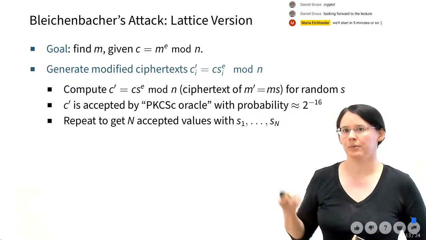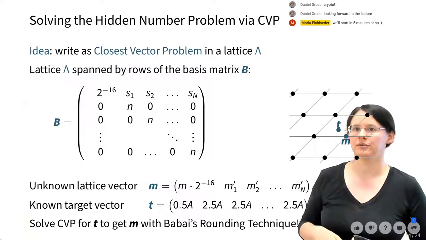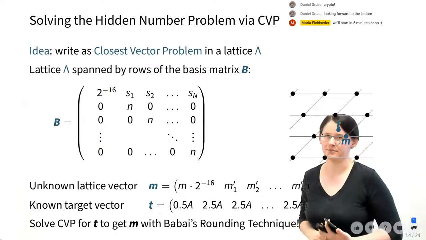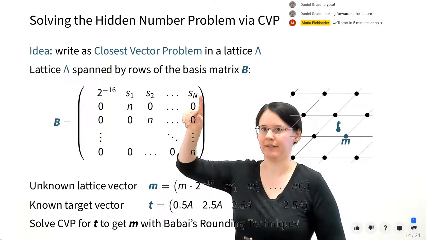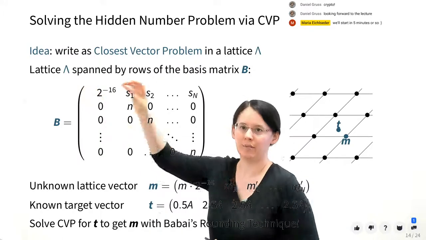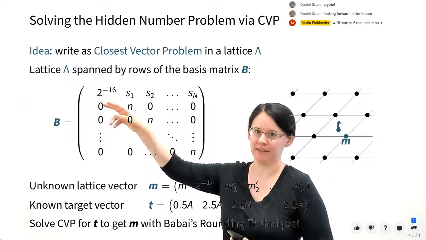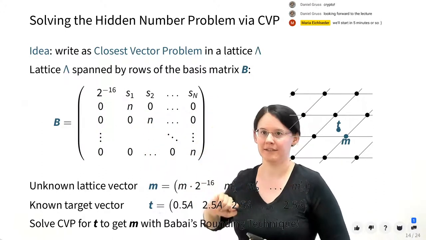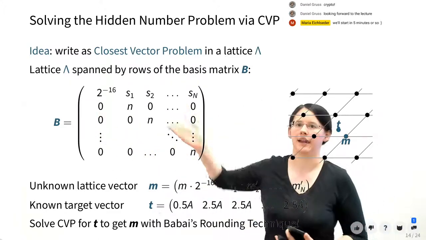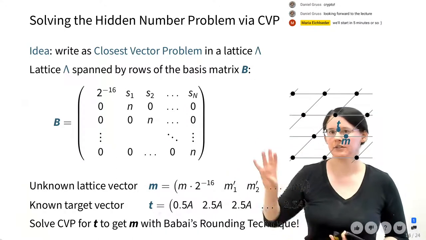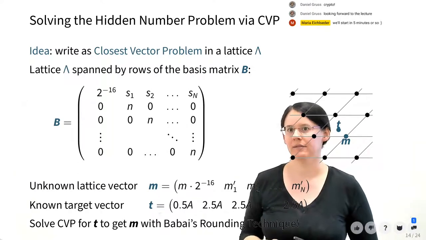And what you then do is, with all the C primes that you keep, you put them into this lattice basis here. So you will take the values S that you used for your valid ciphertexts and put them all as one basis vector of your lattice. So the first basis vector is going to be 2 to the minus 16 and all these random S's that you used. And the other rows are all going to be 0 and 0, 0, 0. So in a diagonal shape here. This is what you use from the messages that you successfully kept.